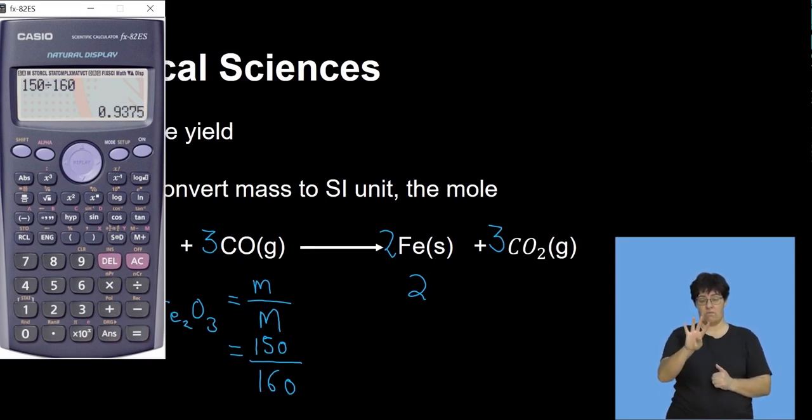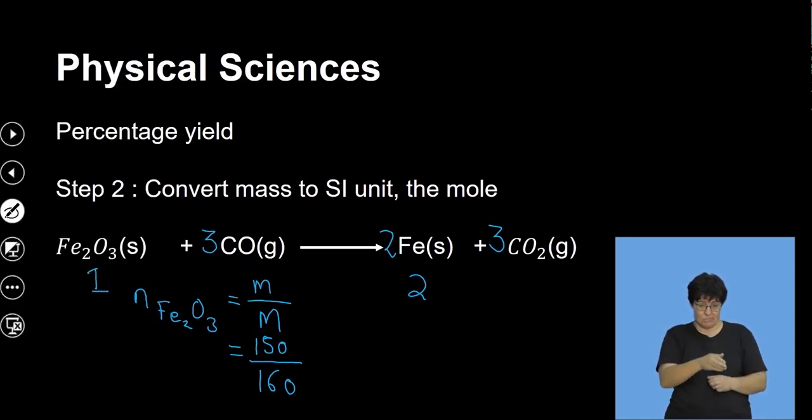So in other words, what are we saying? We are saying that in a 150 gram sample of iron 3 oxide, there is 0.94 moles of the oxide, all right? So that said, it means that the number of moles is equal to 0.94 moles, right? Now, what do we know?